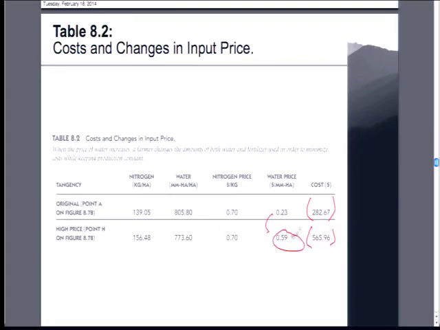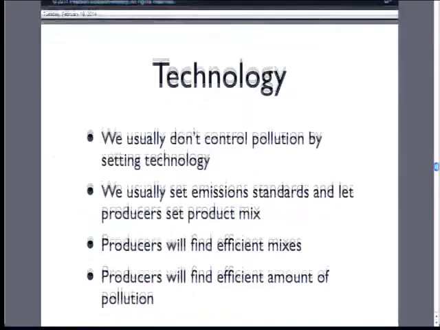This is the question here. Can you more than double the price of water? They're going to use some less water, but their costs are going to go up a whole bunch. We moved from point A to point H. Their costs have gone up. So this brings in an interesting set of questions.